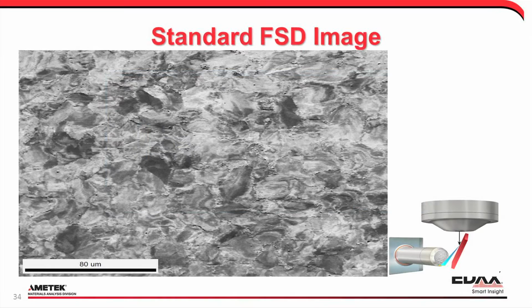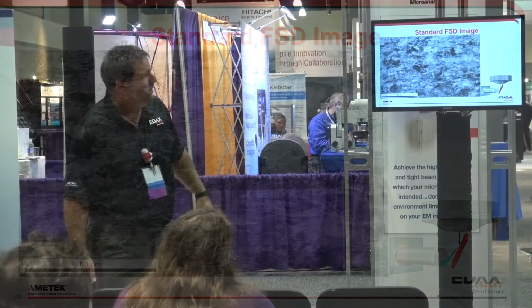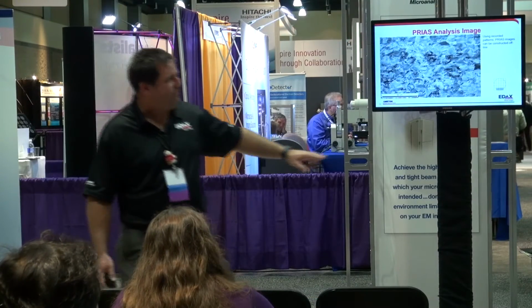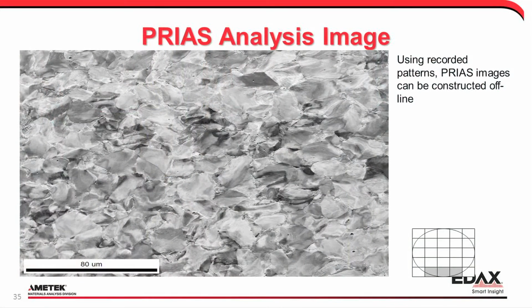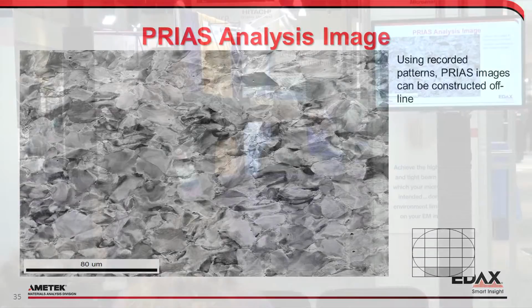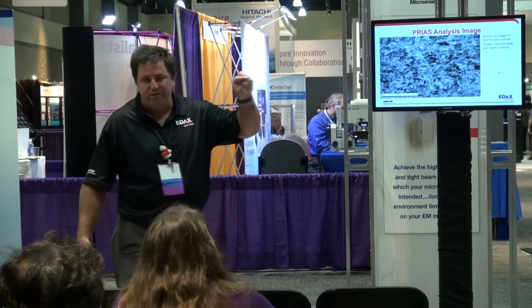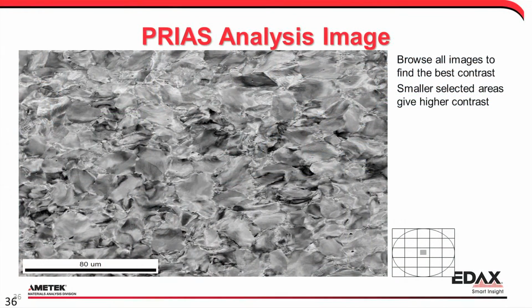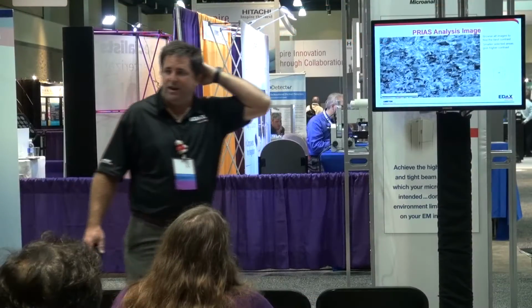So this is a standard forward scatter detector image of a deformed material. This is the general PRIAS analysis image that we've selected at the bottom to replicate what we'd expect for that FSD image. And then with the PRIAS analysis, we selected a smaller region within the center, a much smaller virtual aperture. And we did that, we see higher contrast than we got with the earlier one. So we're just seeing smaller shifts that result in higher contrast.